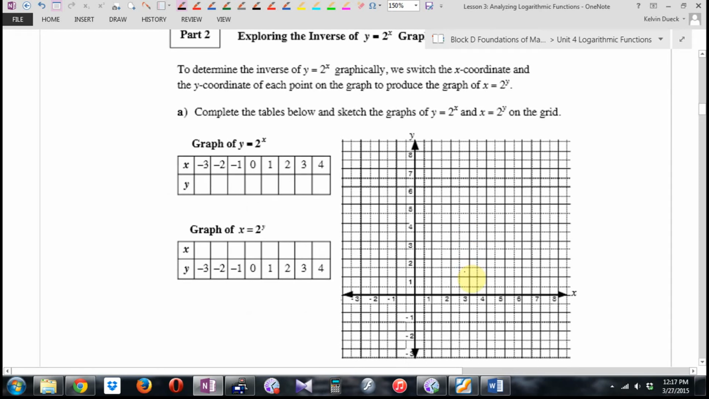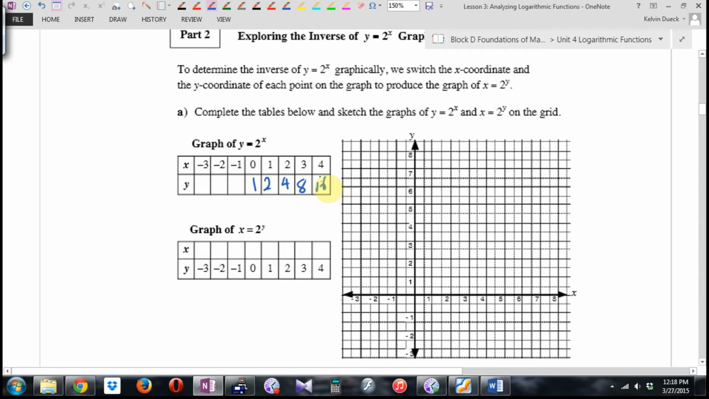So, the graph of 2 to the x power. I'm going to do the positive numbers first. If I put a 0 right there, what's 2 to the 0 power? 1. So it's going to go through 0, comma, I'll do it in blue, 1. What if I put a 1 right there? What's 2 to the 1? What if I put a 2 right there? What's 2 to the 2? What about 2 cubed? 8. 16.